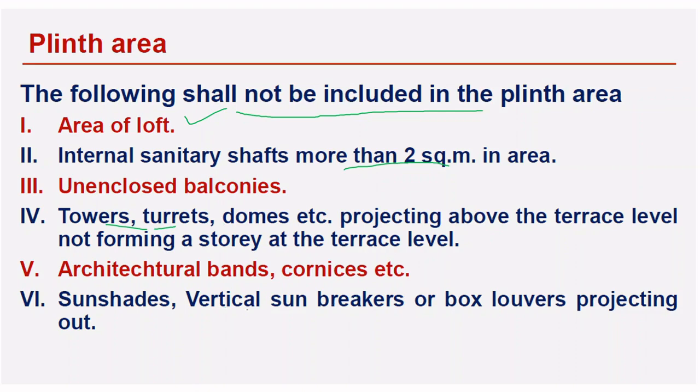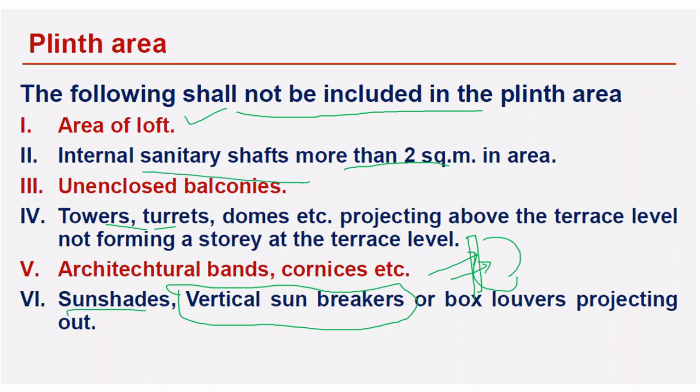What are these? We may not know some technical terms, right? So you just Google them. Vertical sunbreakers are nothing but a vertical chajja, so that the sunlight will not enter into a room. With the image you can find it on Google. Just type these words: sunshades, towers, turrets, sanitary shafts, and you will get to know with images, so your understanding will be better. Now you are final year students, you must know that.